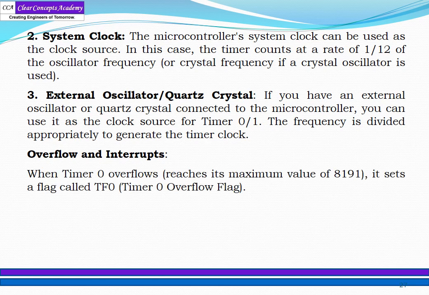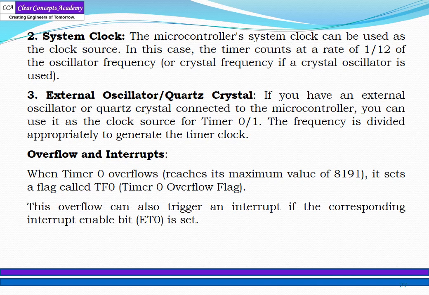When timer 0 overflows, that is, when it reaches its maximum level, 8191, a flag called TF0 is set. When it overflows, the timer 0 overflow flag TF0 will be set to 1. This overflow can also trigger an interrupt if the corresponding interrupt enable bit ET0 is set.